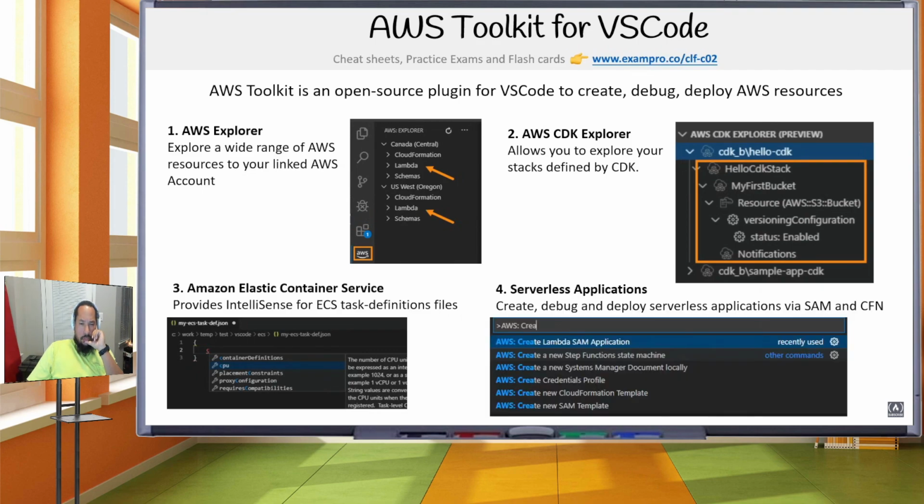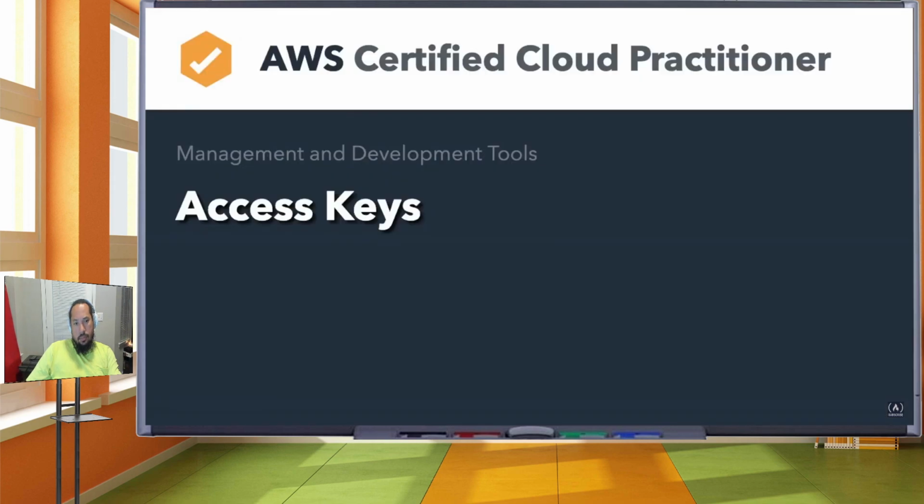Then there are serverless applications, and this is pretty much the main reason to have the AWS Toolkit. It allows you to create, debug, and deploy serverless applications via SAM and CFN. And so there you can see the command palette, and you can access stuff there, okay? That was fast. Easy install.